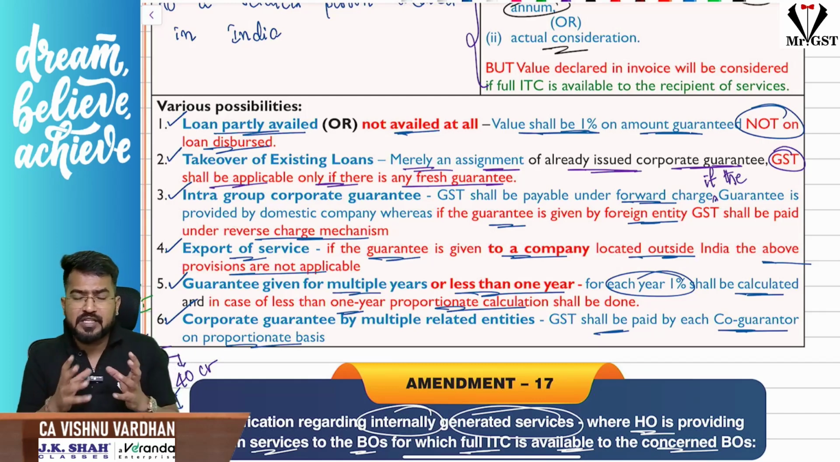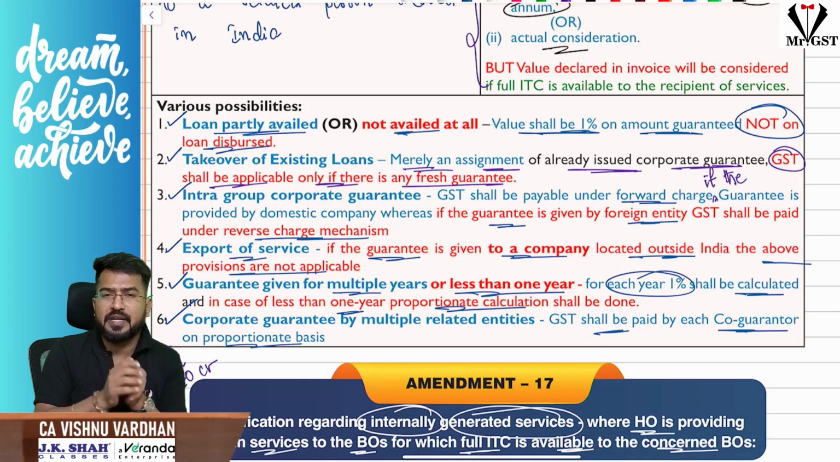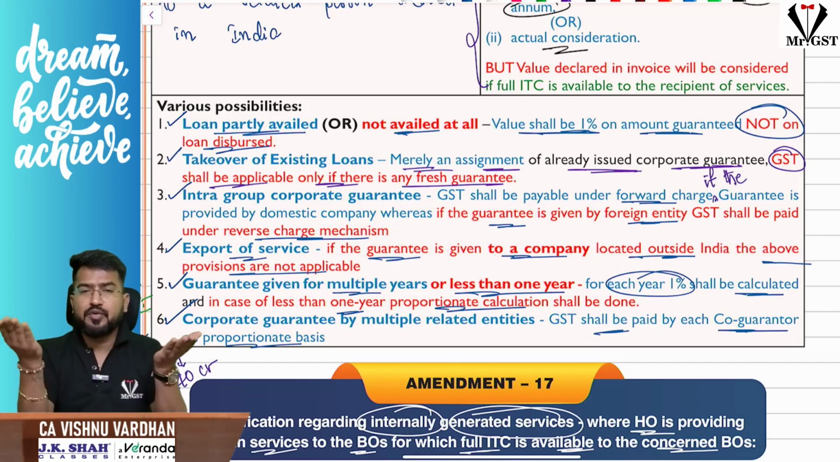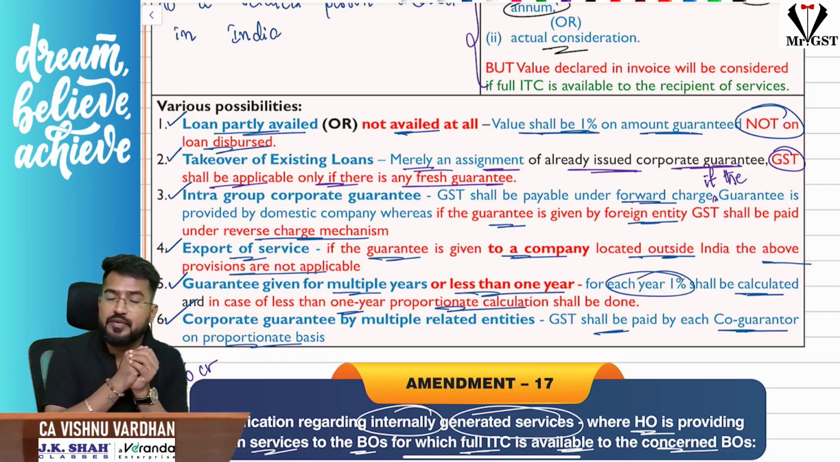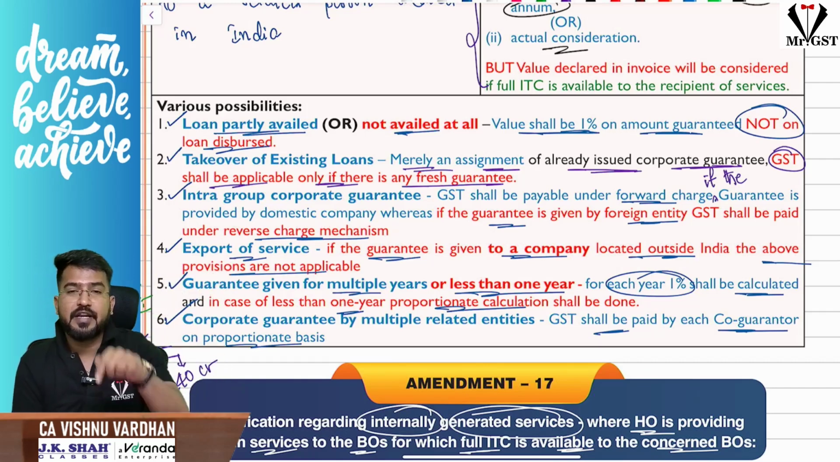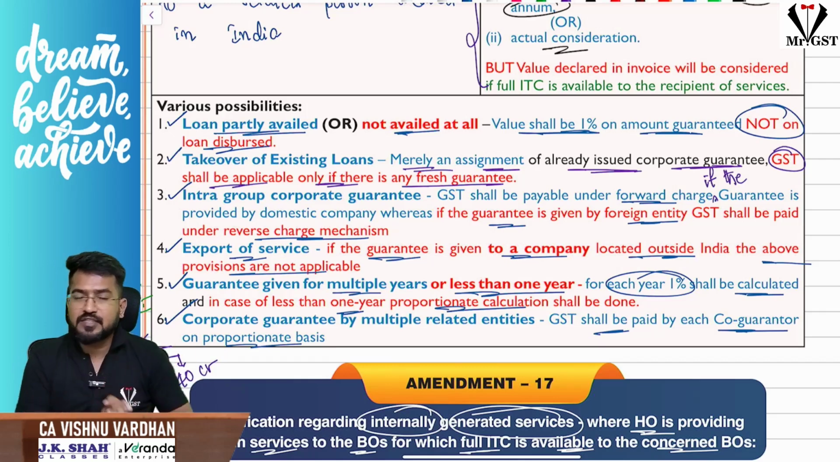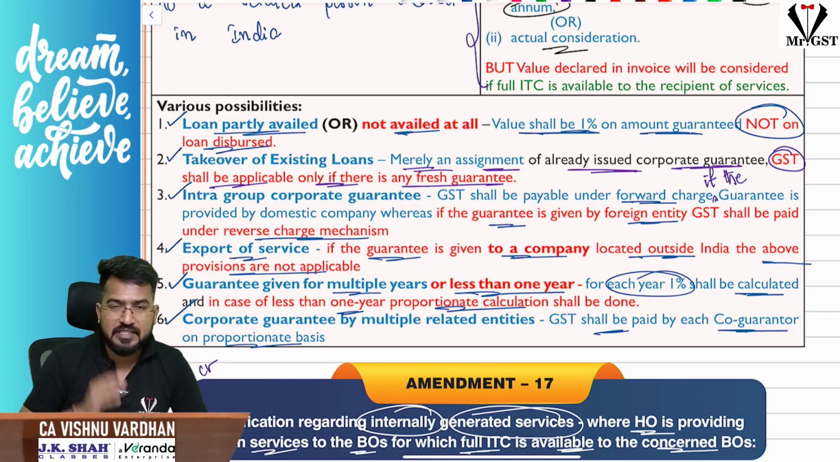Next, the third one is, sir, what about intra-group companies giving guarantee? That means one domestic company giving a guarantee to another domestic company, group companies giving guarantee to another group company. If it is provided by one domestic company to another domestic company, just like normal supply, you will charge GST as per the value we have discussed here. But if the company is located outside India and provides this guarantee to a company located in India, it will be treated like importation of service. RCM will come into picture, and the domestic company receiving that guarantee will pay GST under RCM.